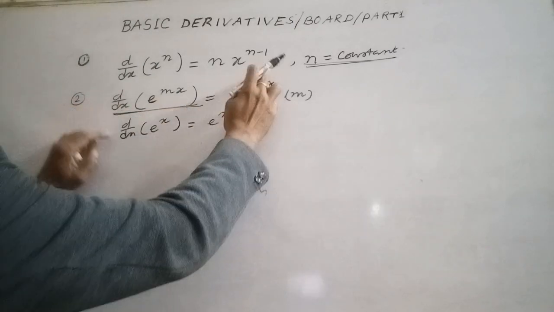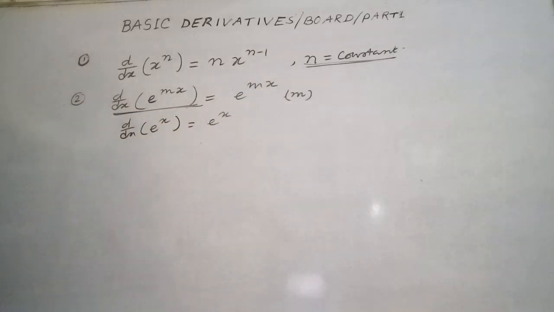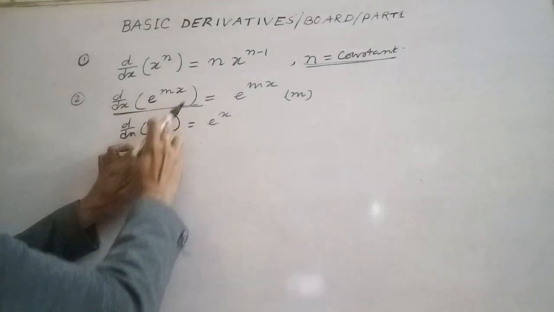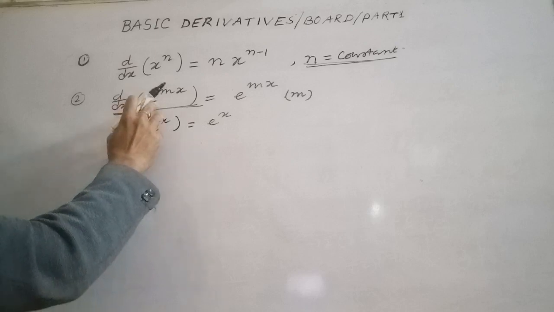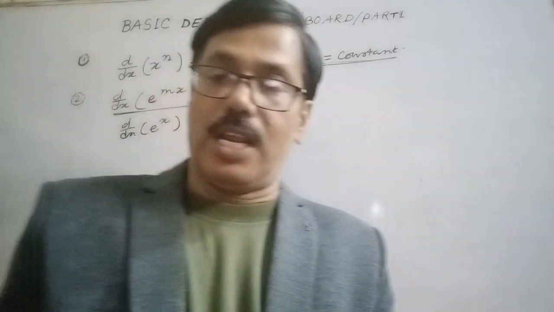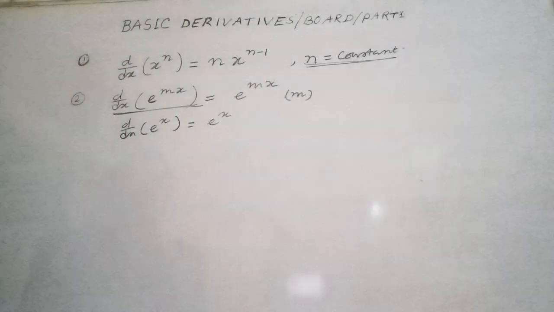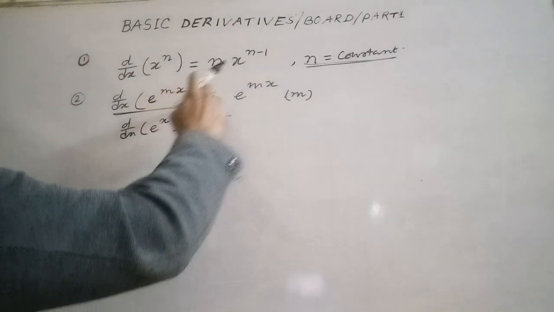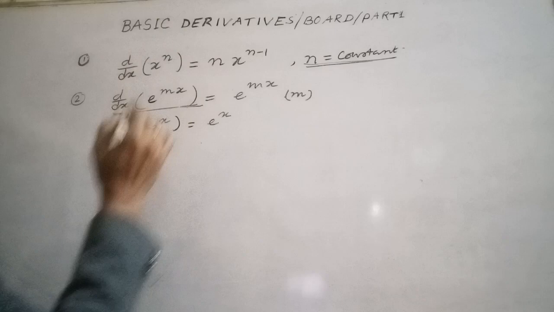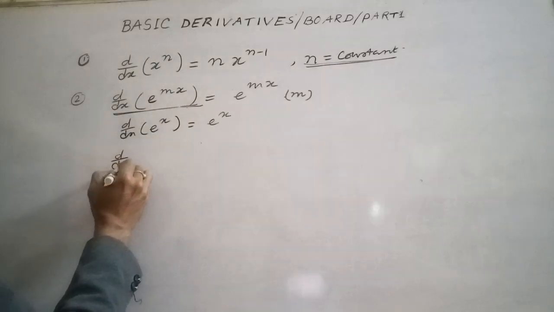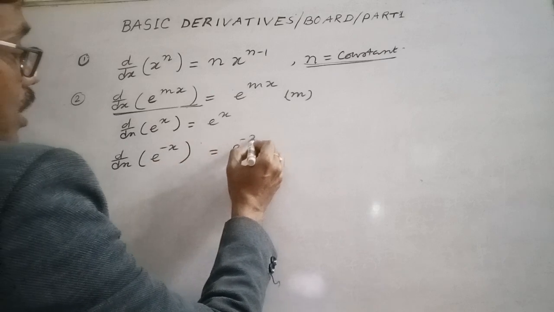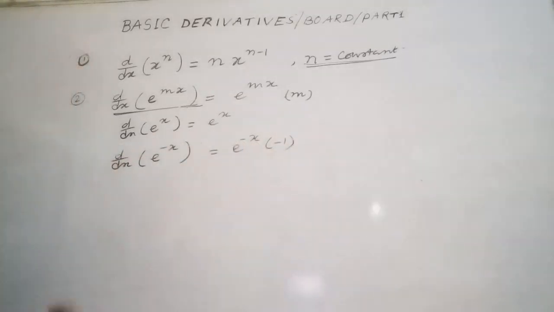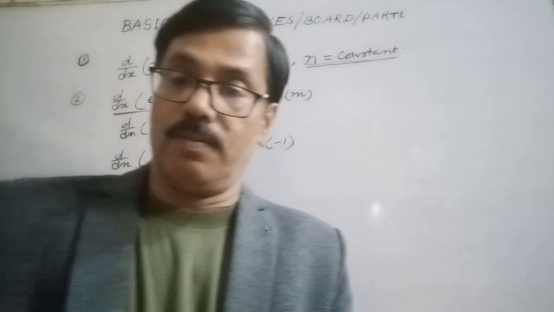From this you can find the derivative of e to the power x. But if you only know d/dx of e to the power x equals e to the power x, you cannot find the derivative of e to the power 2x, 3x and so on. So e to the power mx gives e to the power mx into m. Look, d/dx of e to the power minus x is e to the power minus x into the coefficient of x, which is minus 1. Mind it.